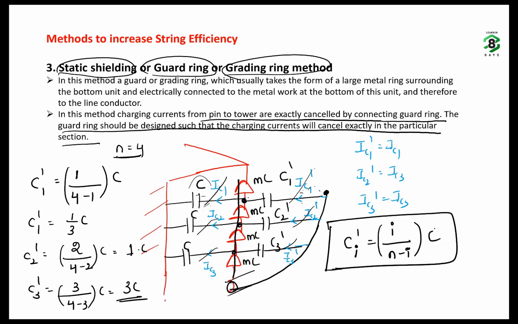Please be careful, you have to count from the cross arm to the conductor. That is, one will be near to the cross arm, and as you move gradually the count will increase. So this is the formula that you can use to calculate this counter capacitance to nullify the capacitive leakage currents. Understood? Any doubt?